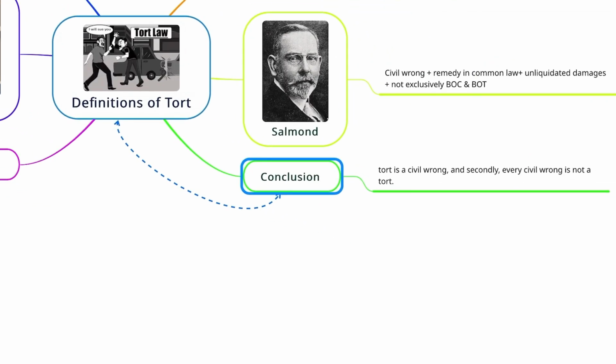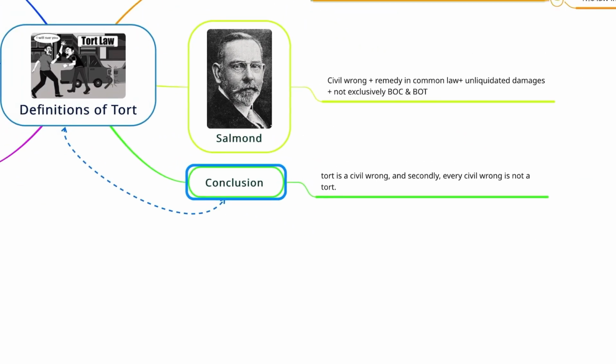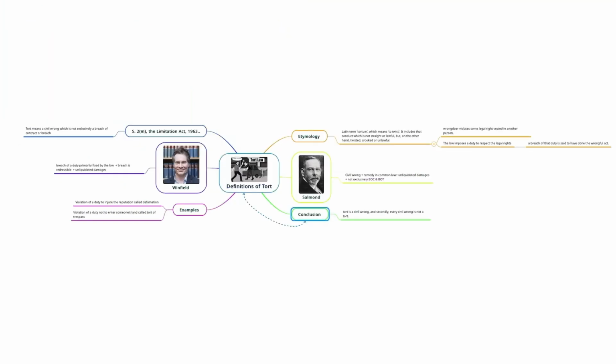Now, in conclusion, we can say that tort is a civil wrong, and every tort is a civil wrong, but every civil wrong is not a tort. Hence, to conclude, tort is a civil wrong. Which kind of civil wrong? It is a civil wrong other than breach of contract and breach of trust. Is there any remedy available for that civil wrong? Yes, there is a remedy available in common law, which is unliquidated damages.